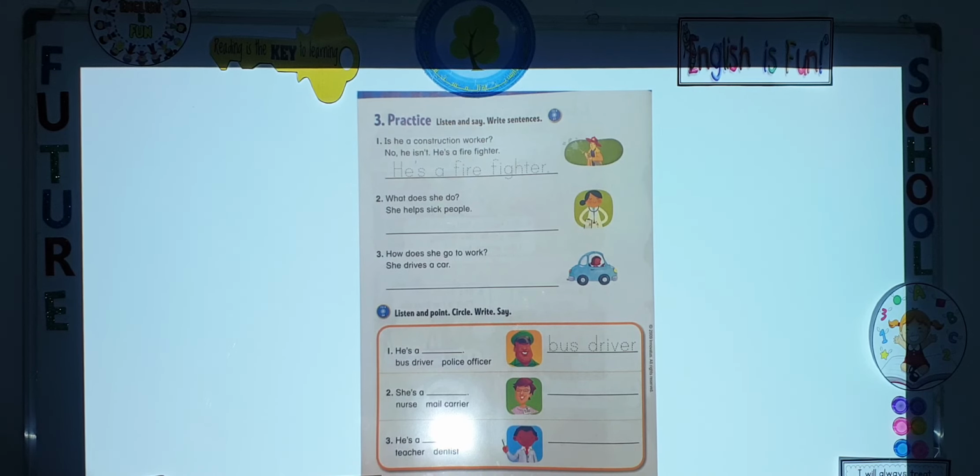He's a dentist. Now you have to circle dentist and write dentist on the line. For those who don't know, what does dentist mean? It means طبيب أسنان. He is a dentist. You can repeat the word over and over. Dentist, dentist, dentist. Again, circle dentist and write it with good handwriting, of course, on the line.